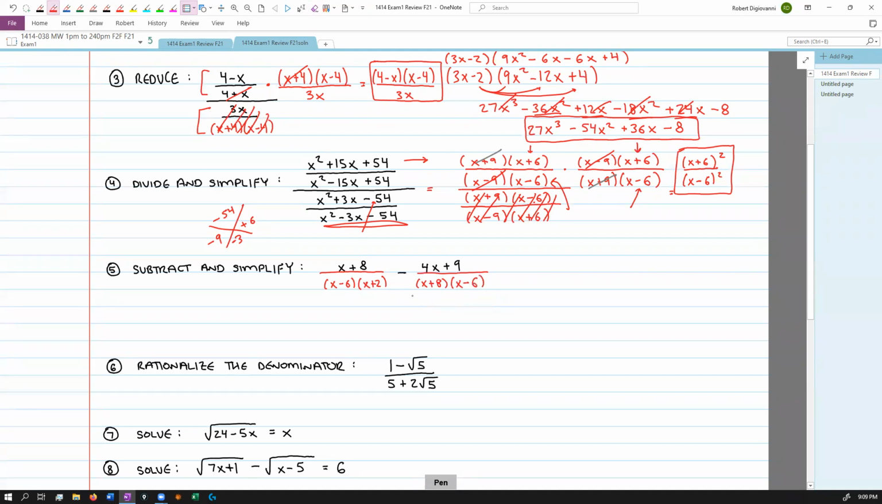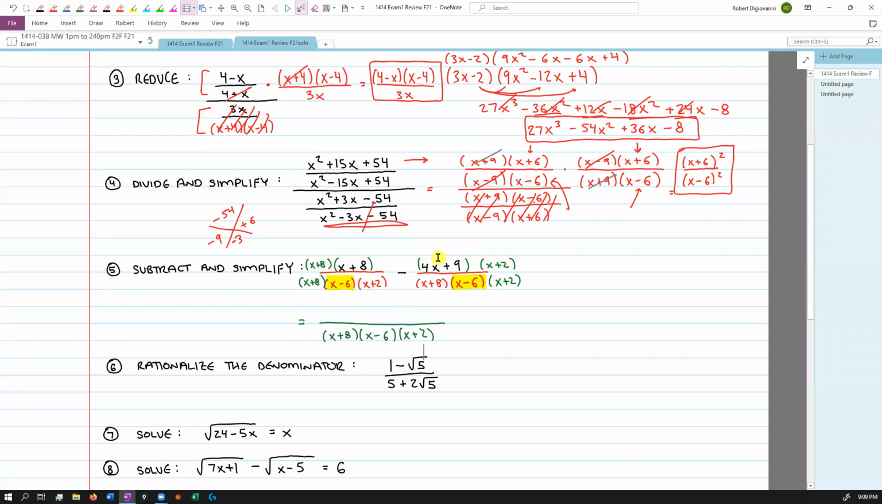Okay, now to put these together, they have to have the same denominator. See, they both have an x minus 6, but the first fraction is missing the x plus 8. So I need to multiply an x plus 8 on the top and on the bottom. And then on the other one, this one on the right is missing the x plus 2. So I have to put an x plus 2 here, x plus 2 here. And now when I put that together, they both have the same denominator. So they both have x plus 8 times x minus 6 times x plus 2.